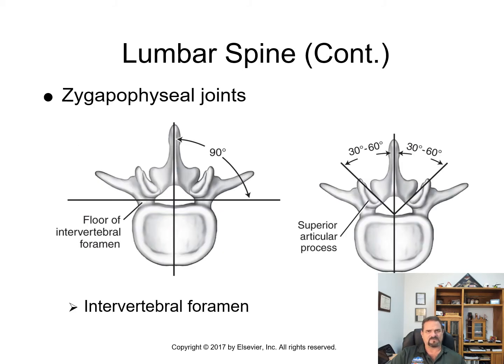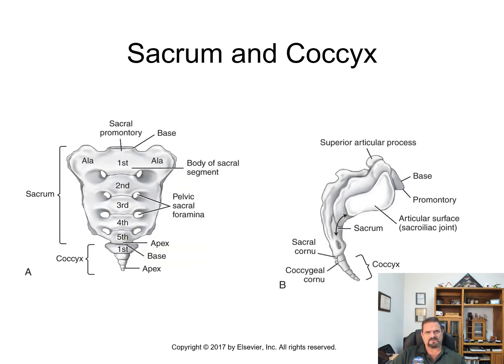Right, so zygapophyseal joints, they're on both sides, as you can see here. From the superior articular process to the floor of the intervertebral foramen gives you an idea of the distances and the angles of the shapes of those joints. These are very, very important because this is where all your nerves and blood vessels run.